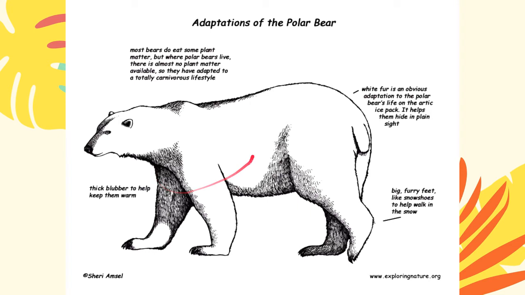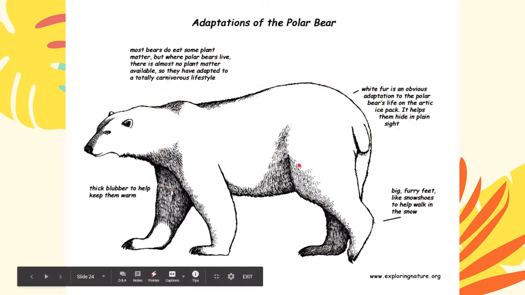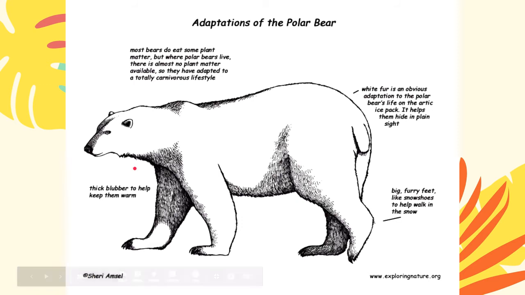They have a very thick blubber which helps them keep warm. Their white fur is an obvious adaptation to the polar bear's life in the Arctic. It helps them hide in plain sight. Because the Arctic is covered with snow, they evolved to have white fur so that they could hide better, especially when they're young. Their big furry feet help them walk in the snow.